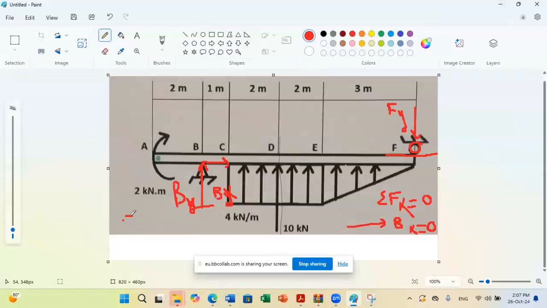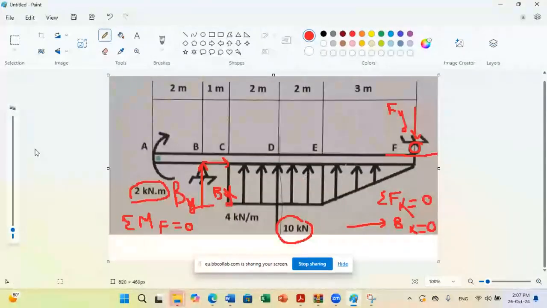So if I write first the sum of moments about F equal to 0. To be able to find the total moment about F, what should I do with the distributed load? Replace it with a concentrated force, exactly. So here in this problem, if I look at the load, what do I have? I have a clockwise couple moment at A. I have a concentrated force at point D of 10 kilonewton.